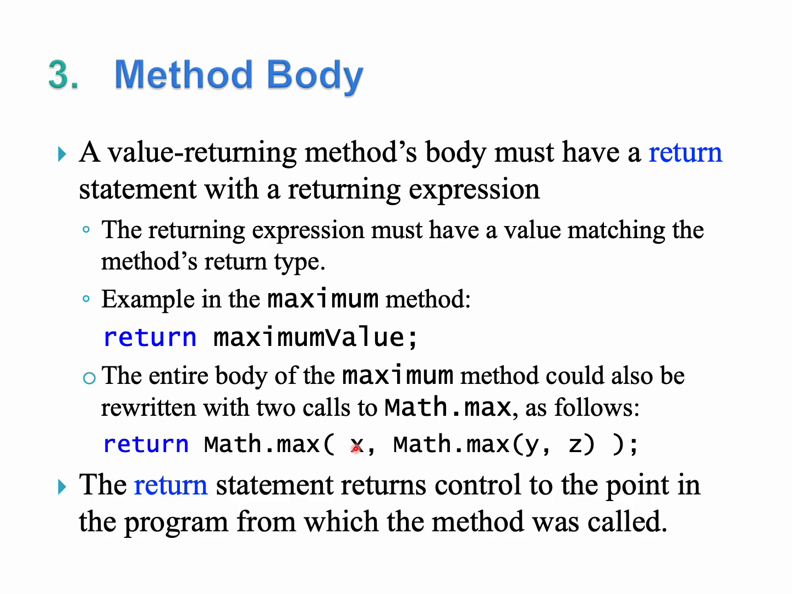The return statement returns the control, and also a value in the case of a value-returning method, to the point in the program from which the method was called.